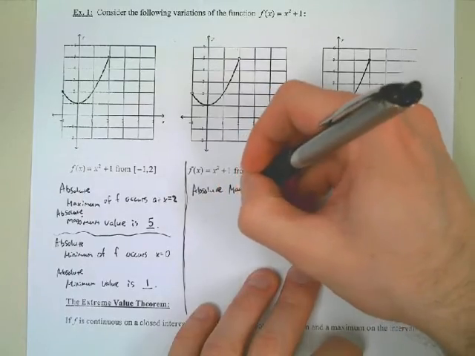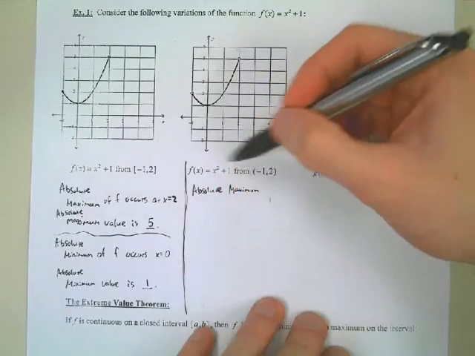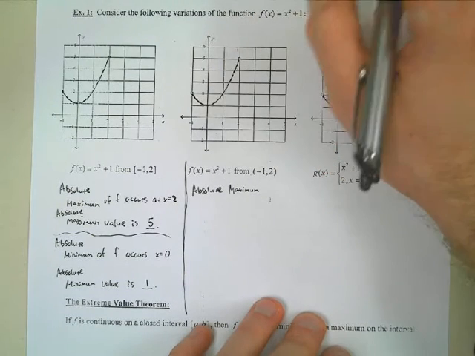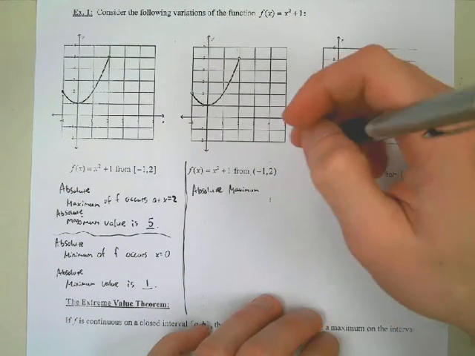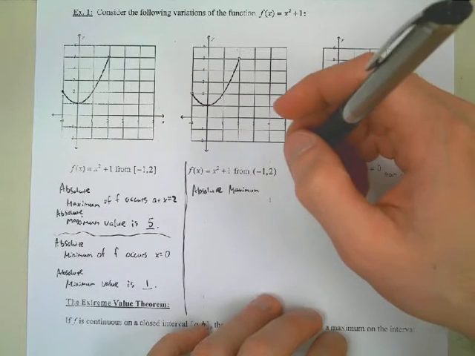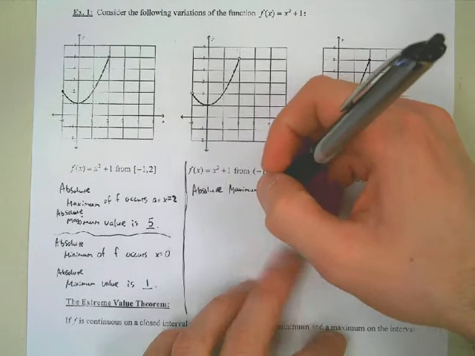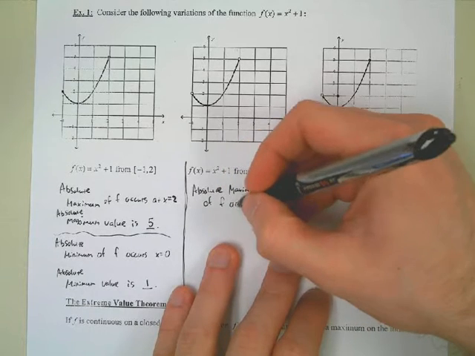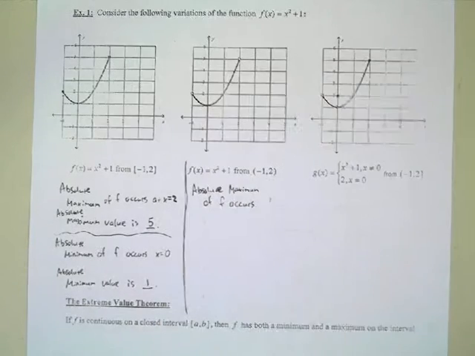All right. So let's look at this next one. This next one is still x squared plus 1, but now we're not including the endpoints. These endpoints are open circles. They're open circles, right? You can see that. Hopefully it looks like it copied well enough there. So the absolute maximum of f occurs where?